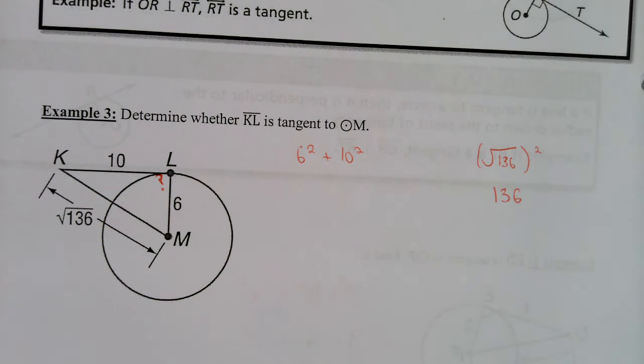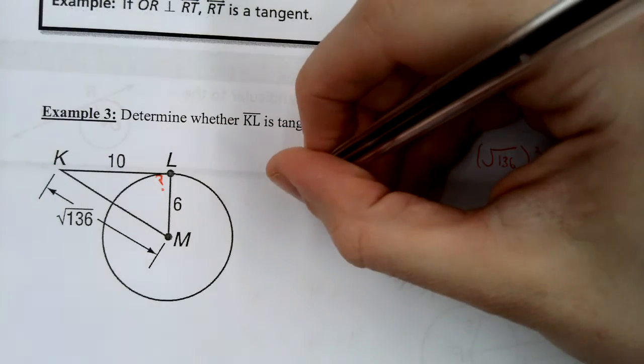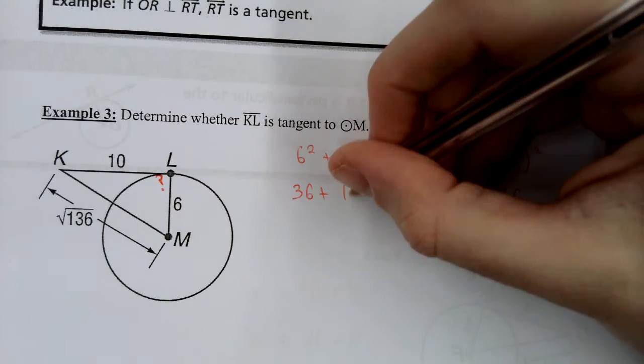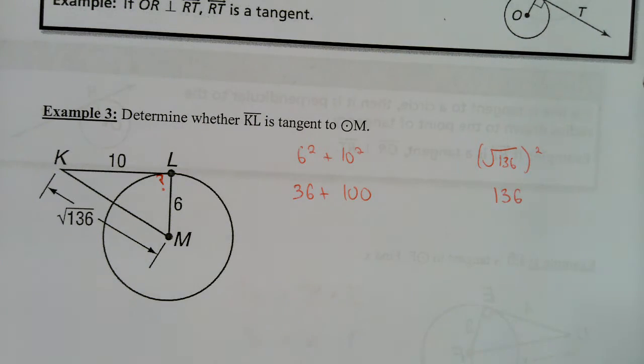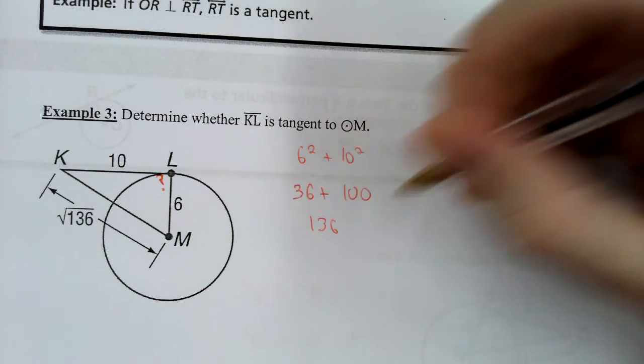Because square rooting and squaring are inverses. It's like saying, what's 10 plus 5 minus 5? It's still 10. The square root of 136 times the square root of 136 is just 136. Now 6 squared is 36, 10 squared is 100. Add those together and you get 136.